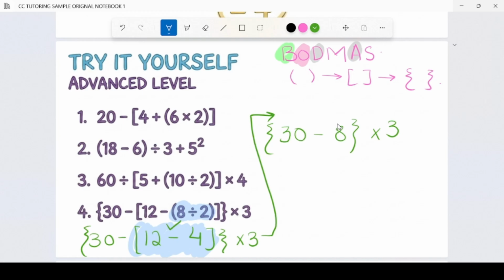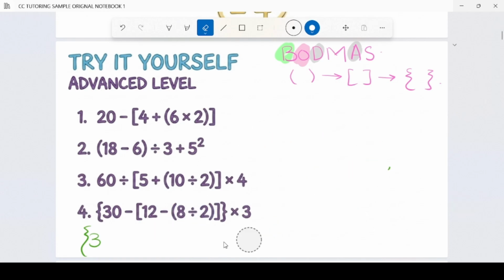No matter what is in the bracket, we'll solve it first. Now comes the flower bracket. So 30 minus 8 is 22. And after that, multiply by 3. So 22 multiply by 3, and the answer for this one, when we are done with this part, is 66. For this part we are done with this one.